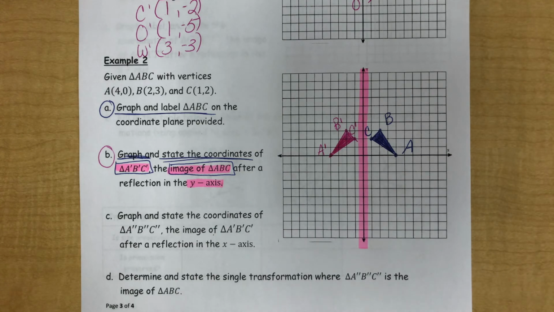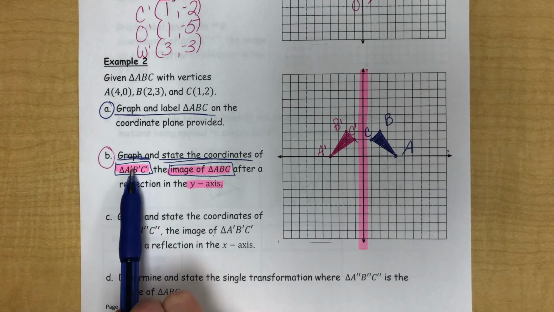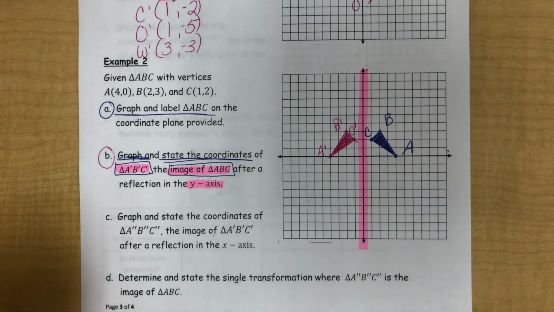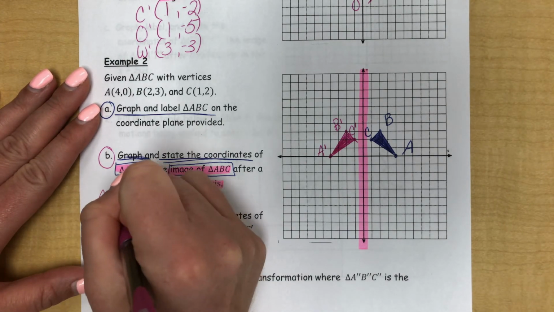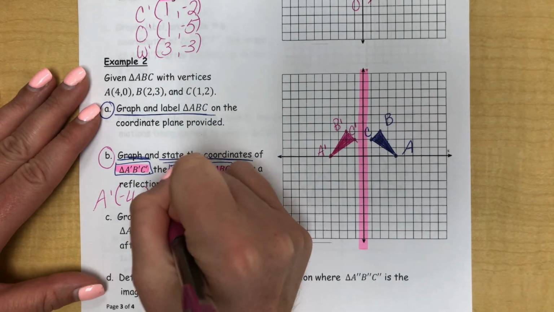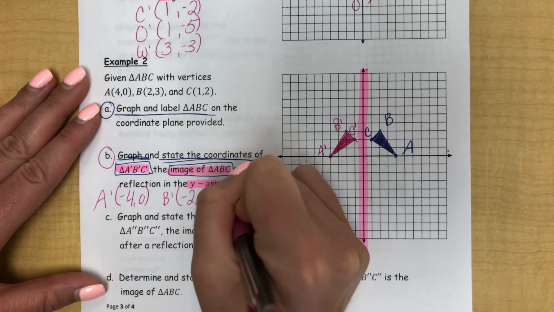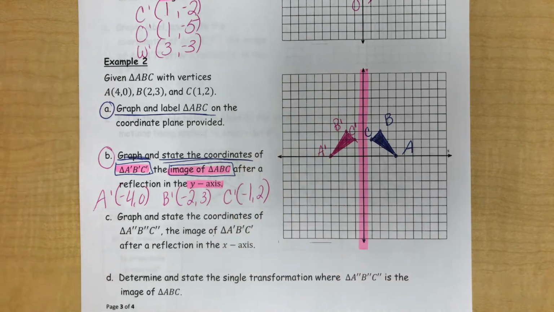So that's how I'm getting my A prime, B prime, C prime triangle, because I'm using ABC to get the prime. And again, it says state the coordinates, so I have to go back and do that as well. So I'm going to write that A prime had the coordinates -4, 0. I know that B prime had the coordinates -2, 3. And I know that C prime had the coordinates -1, 2. All right? And then let's work on C and D together.